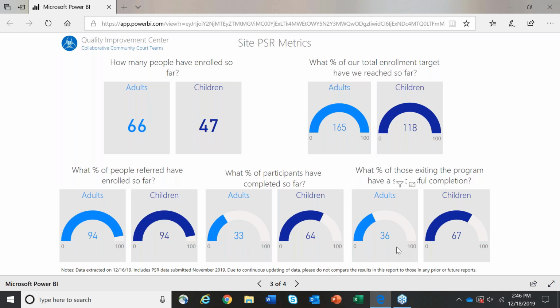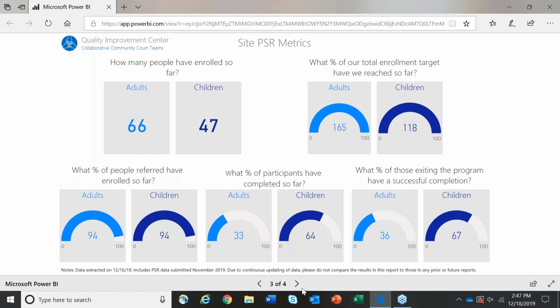And then what we're showing in this last one is the percent of adults and children exiting with a successful completion status. This one is a little bit different than the bar graph on the first sheet, in that on the first sheet, we combined adults and children and looked at all 3 completion statuses. For this one, we separated adults and children out and are just looking at successful completion status, because we figure that's an important enough indicator that people probably want to see it in a couple different ways.